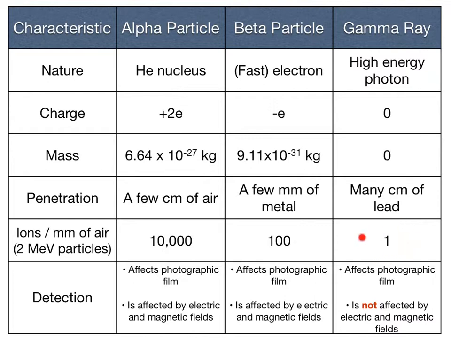In fact, you can see that the amount of ionization per millimeter of linear travel is only 1/10,000th that of an alpha particle. And gammas affect photographic film like the other two forms of radiation do, but gamma is not affected by electric and magnetic fields. That's because it does not have any charge.